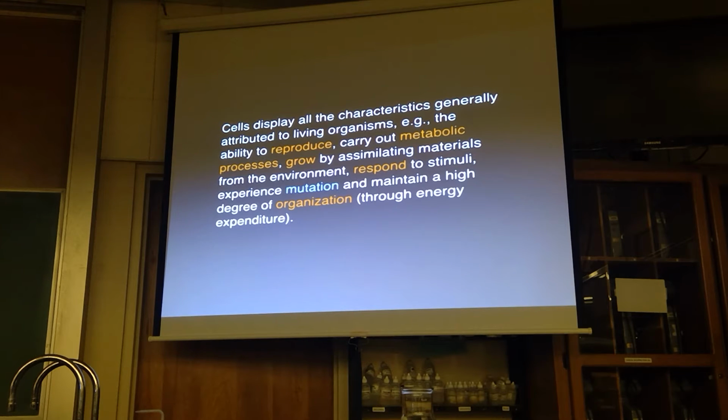This is, again, just a review of characteristics of life. So when we get to the final exam, it's good that you remember some of the things we had early on in the semester. Cells reproduce, typically by means of fission, but they can reproduce sexually and asexually. They carry out metabolic processes. Metabolism is both anabolism and catabolism. They grow by assimilation, so they take in materials from the environment, take them apart, and then rebuild them into new cell components. They respond to external stimuli, they mutate, and they have a high degree of organization.